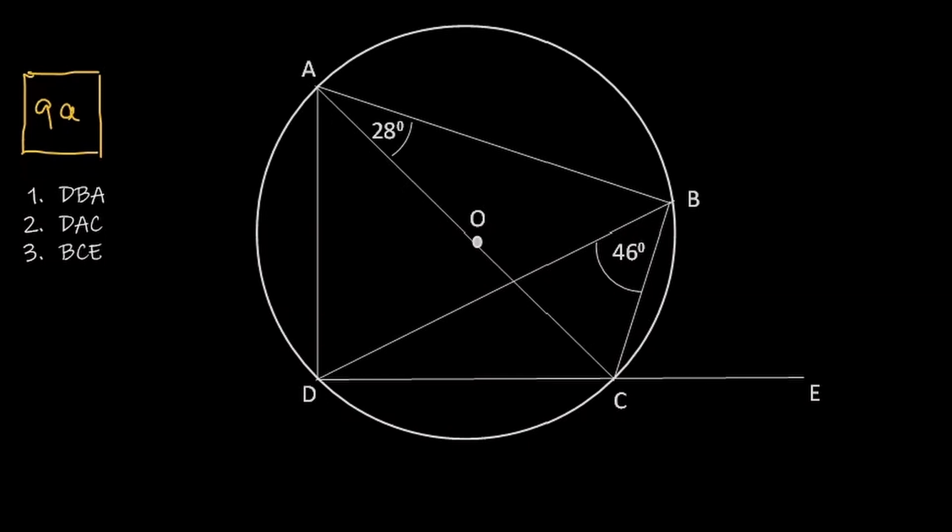Okay, so question 9a is a problem in circle geometry. We're asked to find three angles given this object. In the first instance, we're asked to find the angle DBA. Let's identify that angle, DBA. So this angle here, we'll call this angle X.